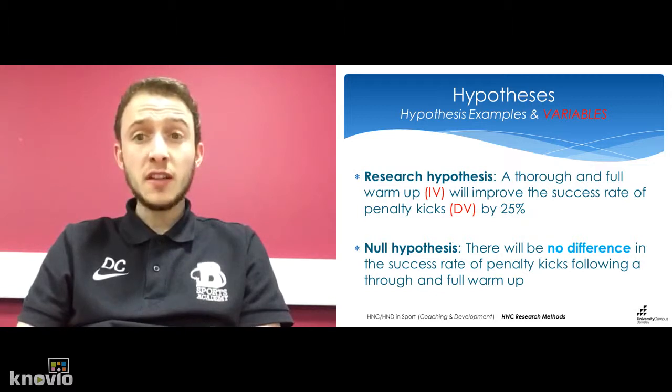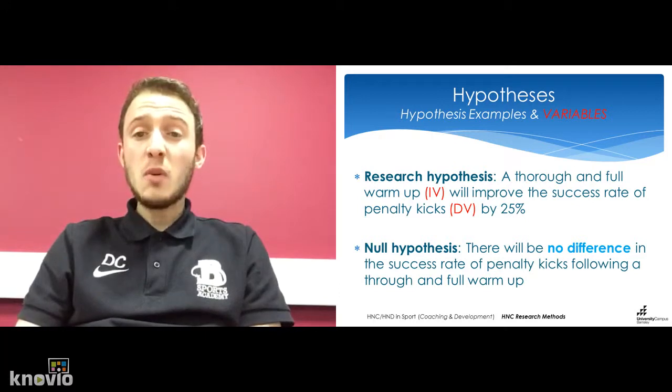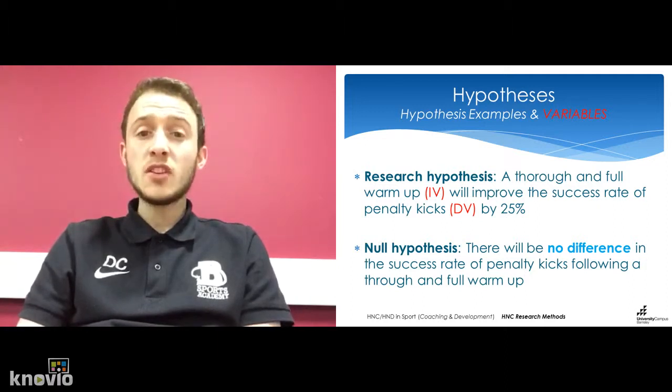Two types of hypotheses: the research one, something that you are thinking is going to happen, and a null hypothesis, which typically tends to be the opposite of this, but generally it tends to revolve around the idea that there will be no difference. So what I am doing to change the independent variable isn't going to have an impact upon the dependent variable.